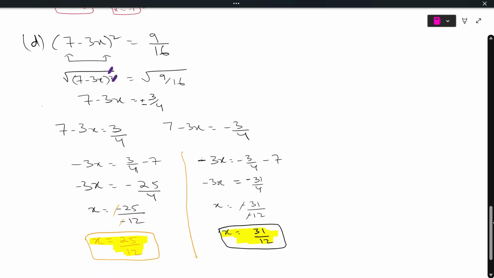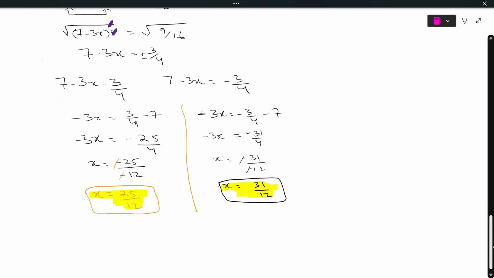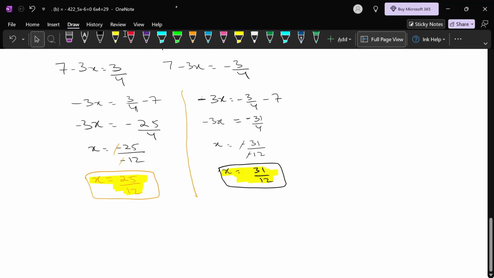Have a good look at part D. Look at the solution of part D complete, and then start with part E. Now, part E says x plus 3 whole square equals 11. Yeah, it's pretty much the same. So you can try this yourself and tell me the answer.